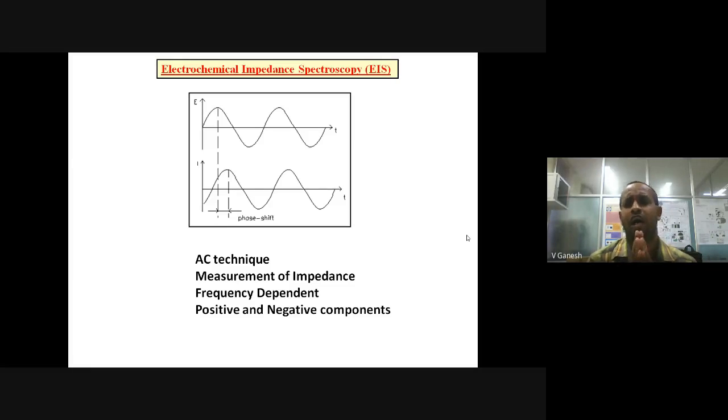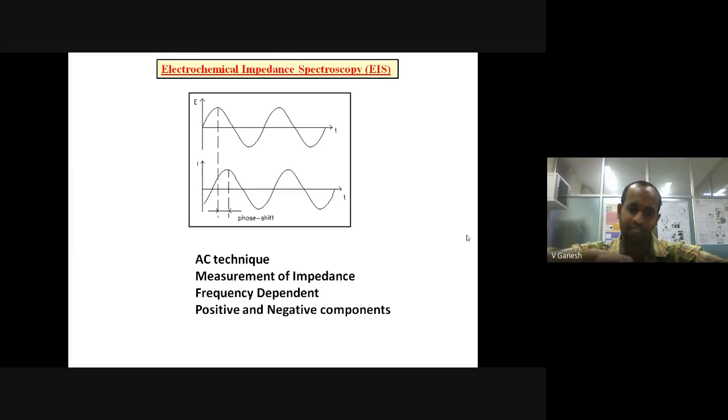Now, what's the basic principle behind this technique? This comes under the AC technique. In this technique, what you do is you fix the DC potential. That DC potential could be your open circuit potential, E half, or equilibrium potential, or it could be E0. All these things have meaning. Hopefully you guys would understand that, right?